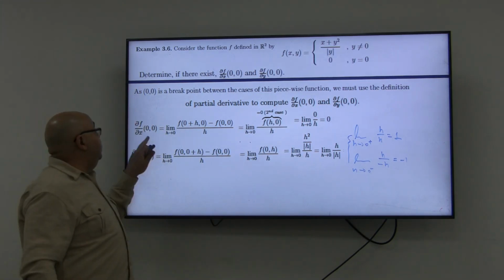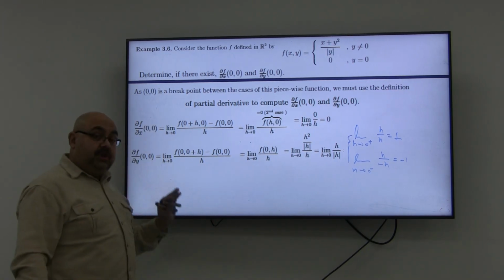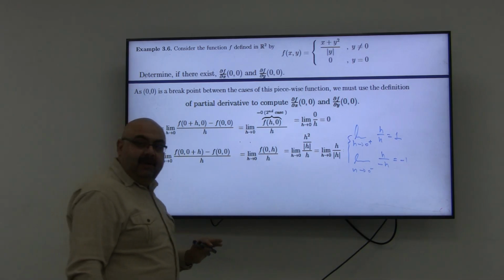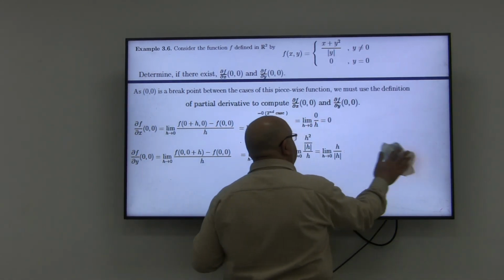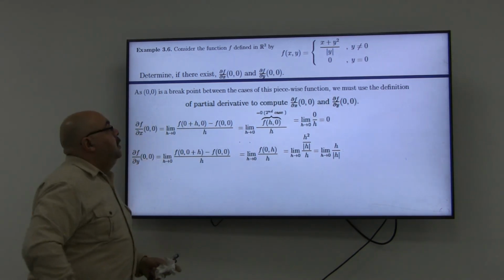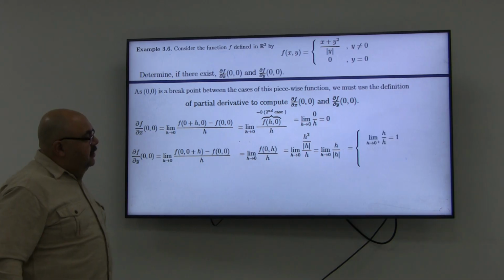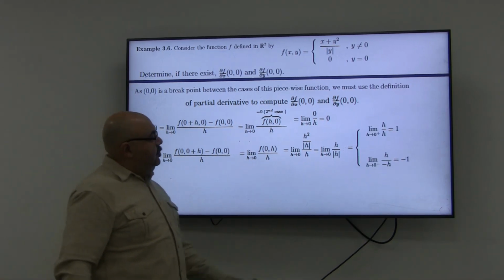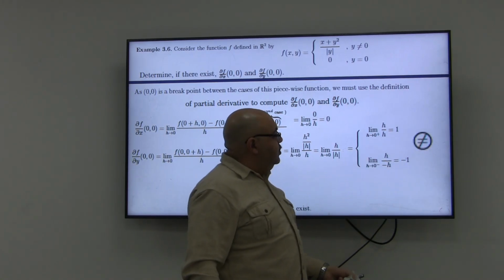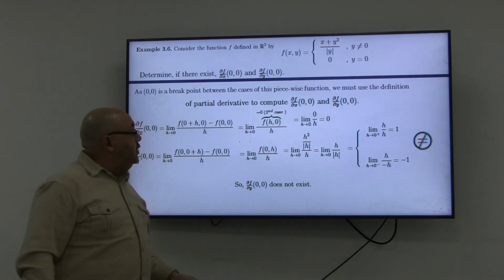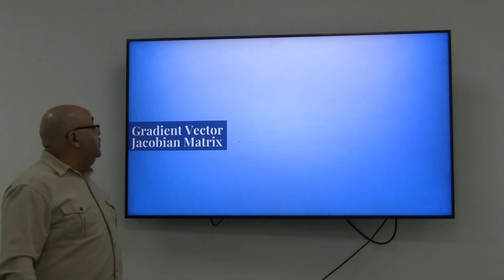So the first derivative with respect to x already exists, it's equal to 0. The second derivative with respect to y doesn't exist. Are you with me? Yes. Okay, so once more, here is the function, as I told you, where the limit from the positive side and from the negative side give values different from each other, so the limit doesn't exist, as you can see. So the first derivative with respect to x exists, but the second doesn't exist.